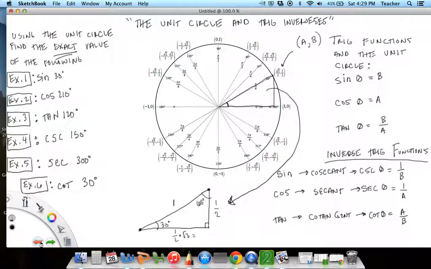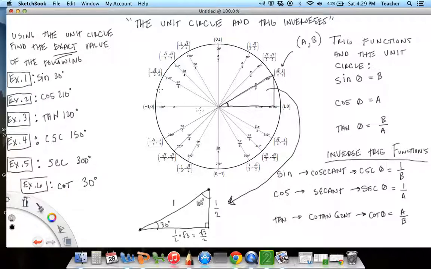So now that we have a general idea, I'll keep that language there for you. Okay, so we're going to use this to find the exact value of trig functions. Normally when you type in sine 30, you're going to get some crazy decimal in there.